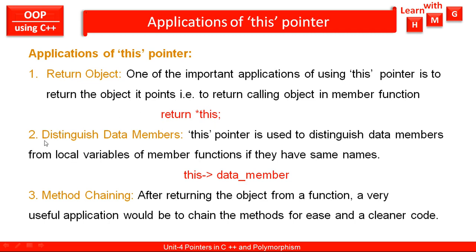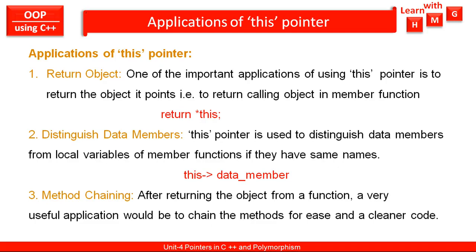Second application is to distinguish data members. This pointer is used to distinguish data members from local variables of member functions if they have the same names. In a member function, suppose in our first program we have used x and y as the data members, and in the member function there is another local variable having the same name, suppose x, there will be a conflict between the local variable x and the data member x. In order to distinguish these two x within the member function, this pointer is useful.